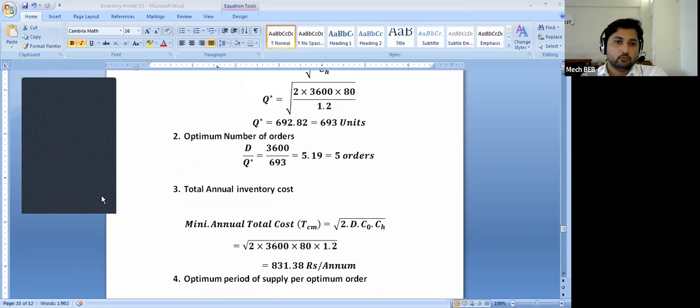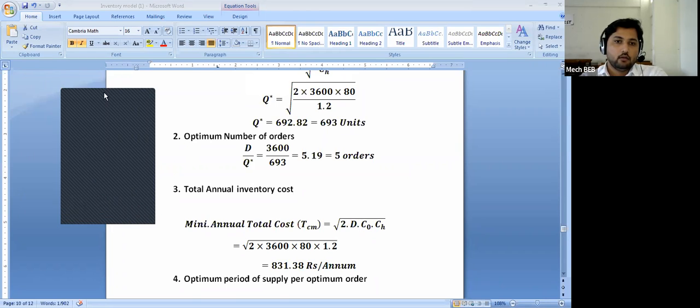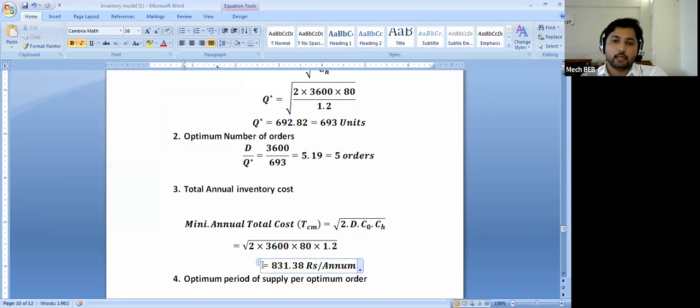It is equal to 691200, and if you take the square root, it is equal to 831.38. So that will be the minimum annual total cost spent on carrying the inventory.